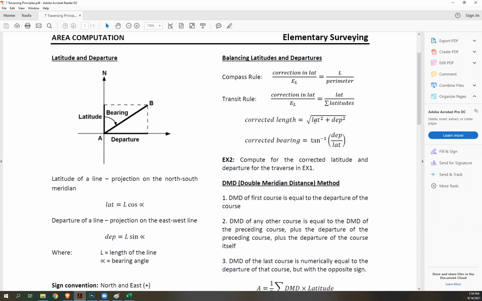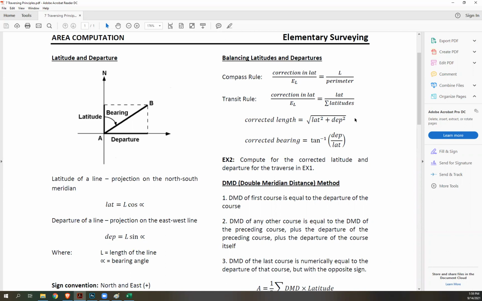Okay, so this is already the corrected latitude, corrected departure. And then to get the correct bearing, that's arctangent departure over latitude. Again, these equations stem from the fact that latitude and departure are the x and y components of your line if we plot it on a Cartesian plane.